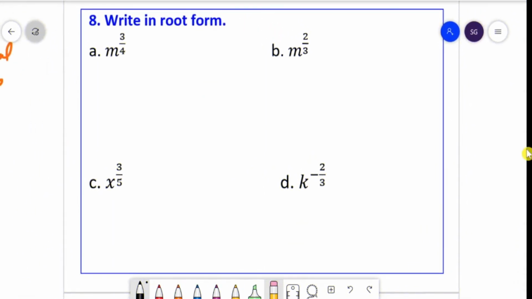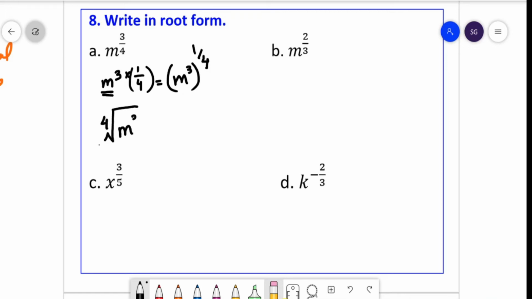Now we have to write in the root form. Whatever this denominator is, I can write it as m power 3 times 1 over 4. I'll keep this fractional power here, the unit fraction, and bring everything else inside the bracket and show it as this. And then this 1 over 4 is now converted into the 4th root, and m cubed is inside it.